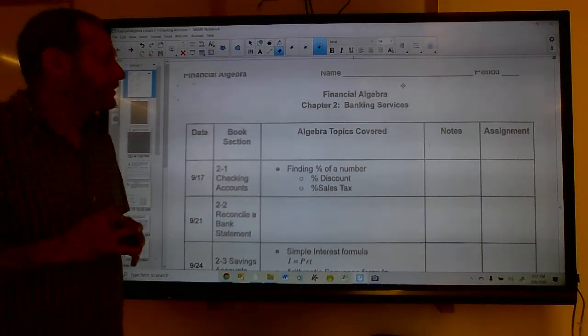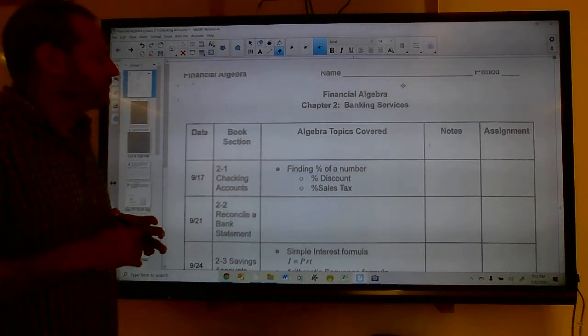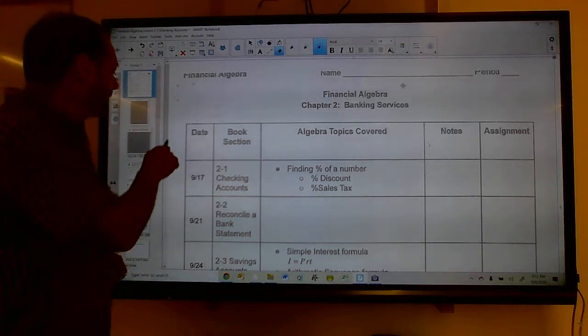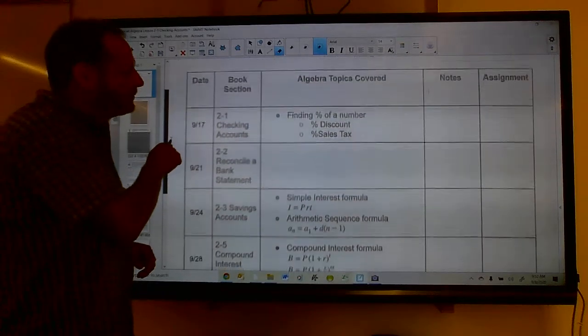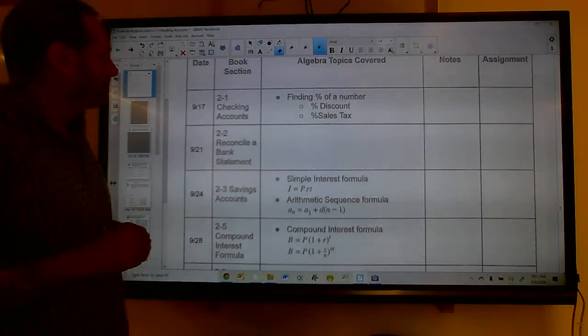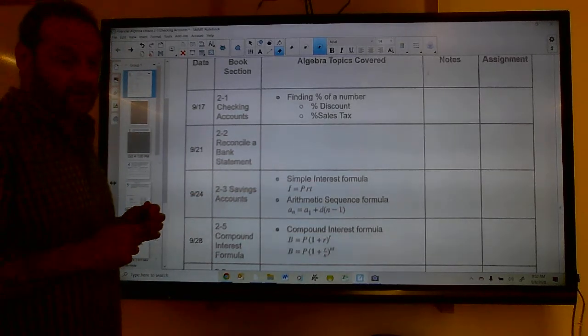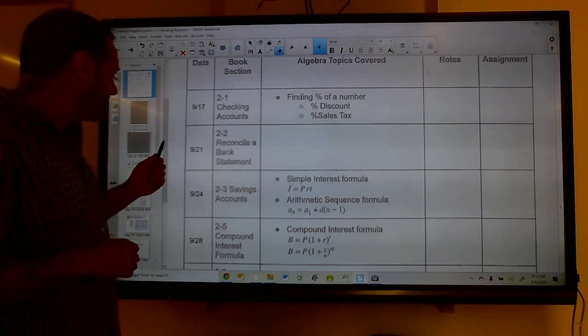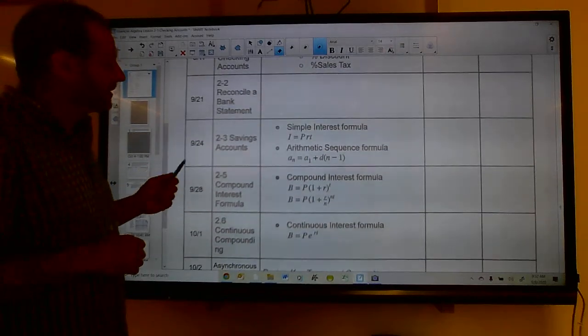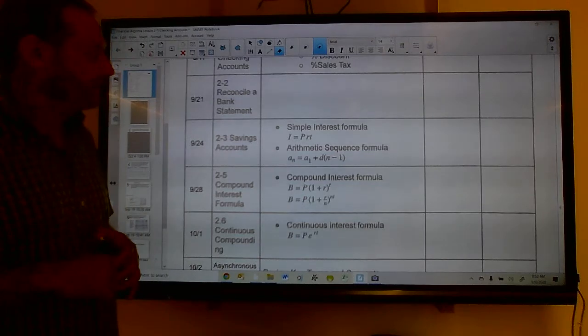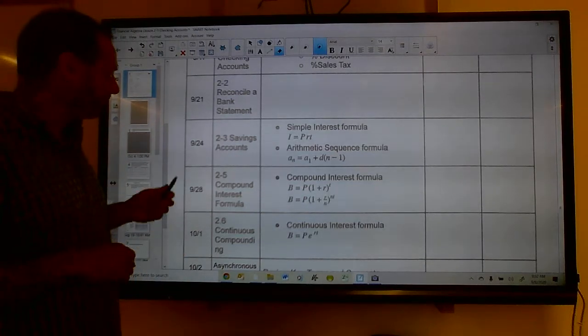This is Financial Algebra, and we're going to start here in Chapter 2 on banking services. Okay, so I've got a schedule here for you. We're going to talk about checking accounts the first day. We're going to talk about reconciling checking accounts the second day. Day 3, we're going to talk about savings accounts. We're going to talk about simple interest and the arithmetic sequence formula.